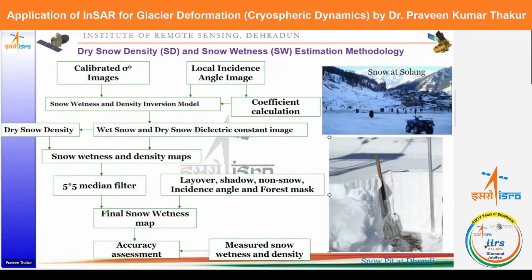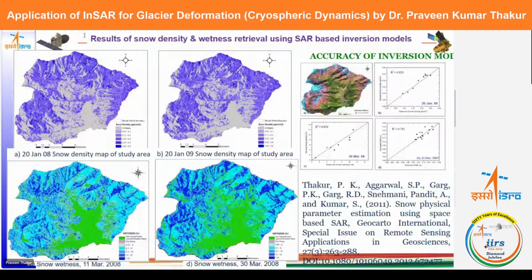The basic principle is that we have inversion models. I'm not going into the full mathematics; you can read the published papers. These inversion models ultimately give us the dielectric constants. Then, using the formulation shown in the previous slides, this dielectric constant is converted into density and wetness maps. These are some of the results for the Manali sub-basin of the Beas River Basin, for the L band as well as using the C band radar data.